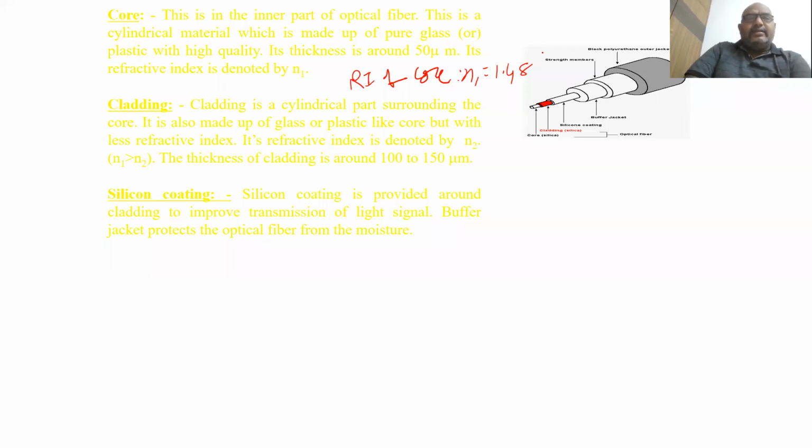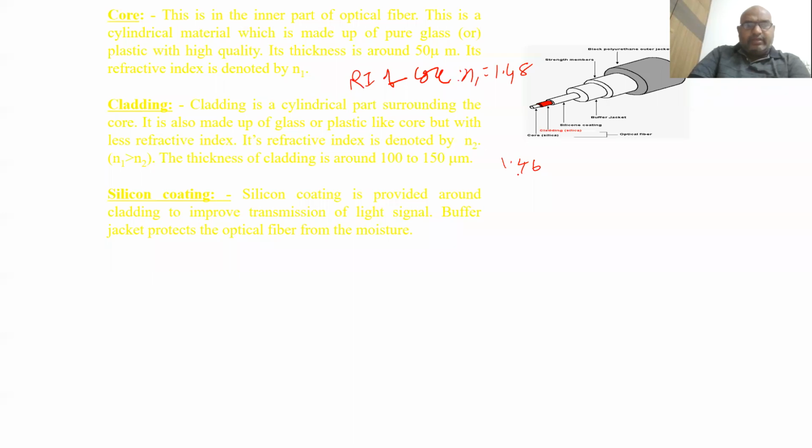And cladding is a cylindrical part surrounding the core. It is also made up of glass or plastic like core, but with a lower refractive index. The refractive index of core is greater than the refractive index of cladding. The refractive index of cladding is 1.46. That means N1 is greater than N2. The thickness of cladding is around 100 to 150 microns. The symbol is N2.